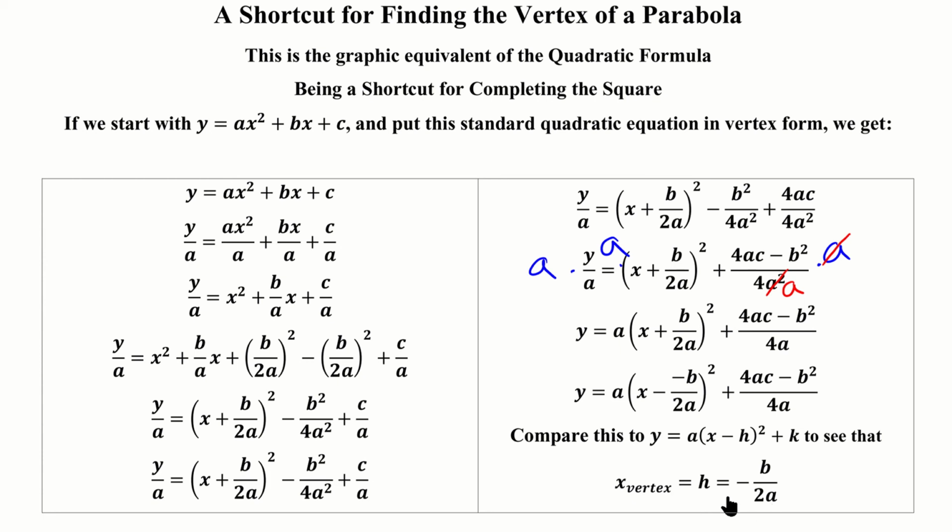So given a quadratic function in standard form, in order to find the x value of the vertex, which we call h, all you need to do is divide negative b by 2a, and we'll utilize that in a second in the next screen.